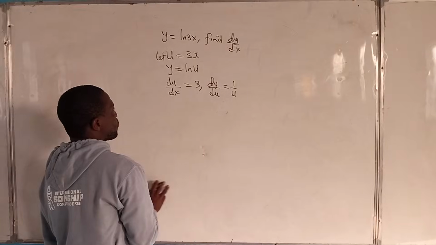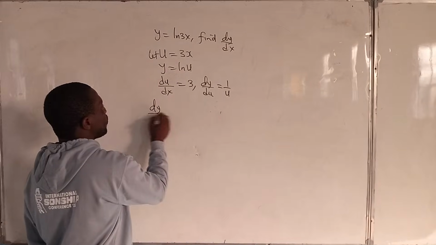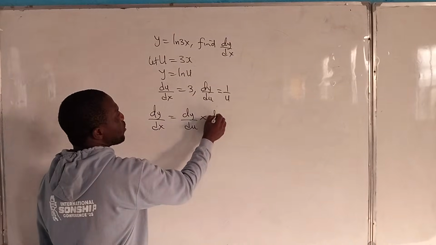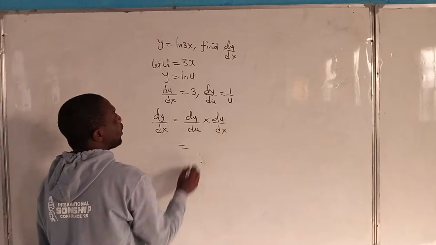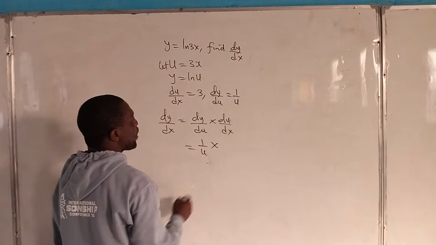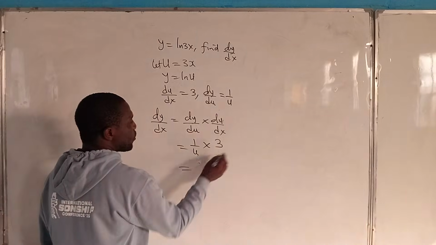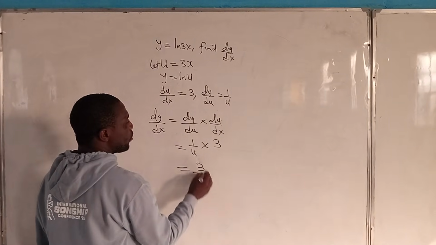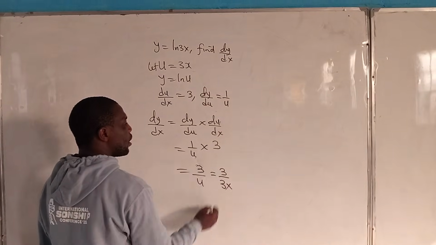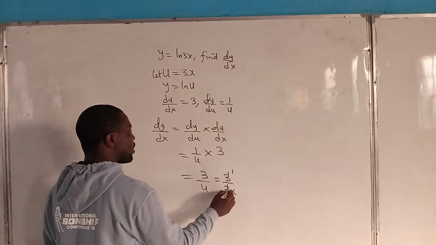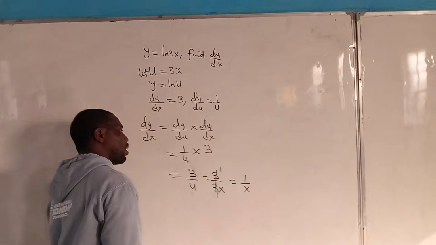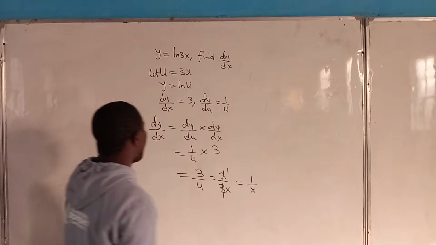Next thing is this. Apply the chain rule. The dy over dx now is dy over du times du over dx. The dy over du is 1 over u times du over dx is 3. This will give me 3 over u. And what is 3 over u? 3 over, what's u? 3x. 3 in itself is 1 on top, 3 in itself is 1. So I have 1 on top over x beneath. That is my final answer.